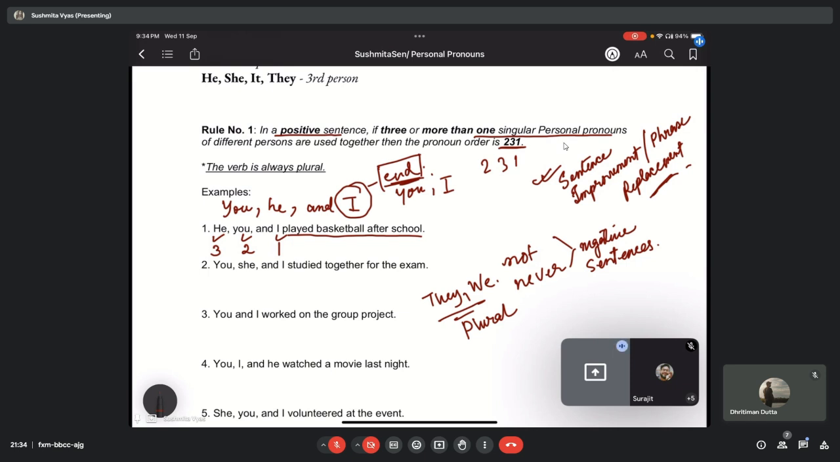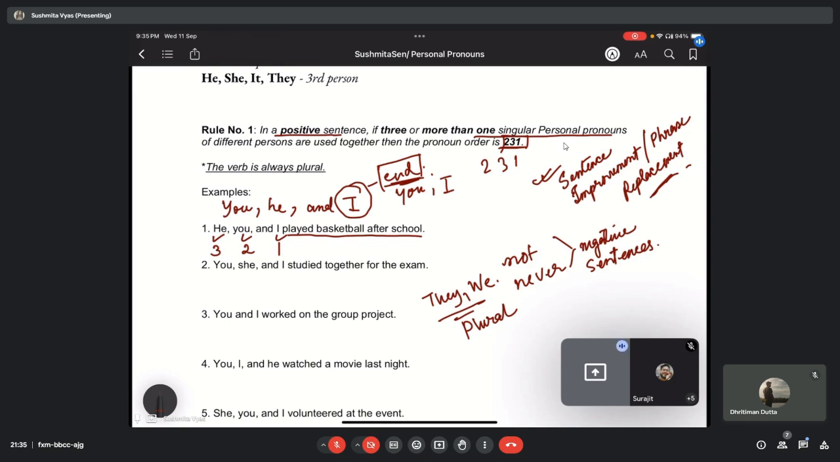Okay. So this sentence is important because in the exam you will be given this question. Improve this sentence, like correct this sentence. So if you do not know the order of this sentence, you know that this is a positive sentence. But अगर तुमको याद नहीं है कि इसमें कौन सा order आएगा, तो you will falter in this, right? You will not be able to get the question right. Your answer will be wrong. So you have to remember this order कि positive sentence जब भी होगा और उसमें सिंगुलर फर्स्ट पर्सन सिंगुलर प्रोनाउंस होंगे तो उसका ऑर्डर आएगा 231. ओके.